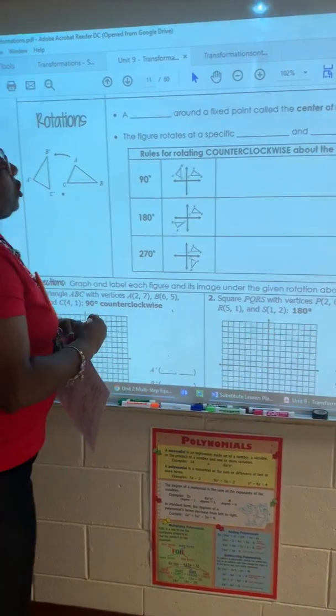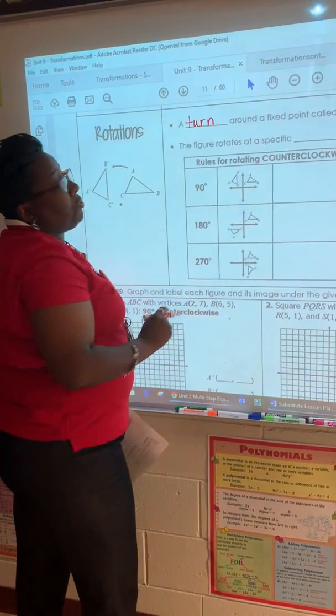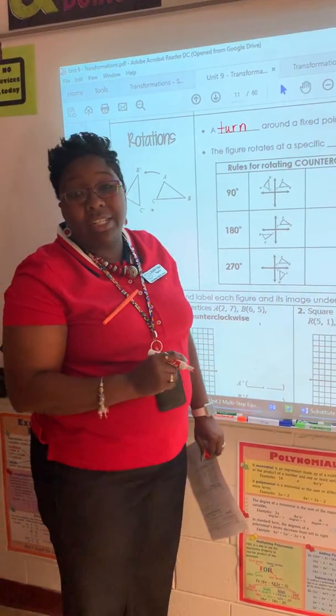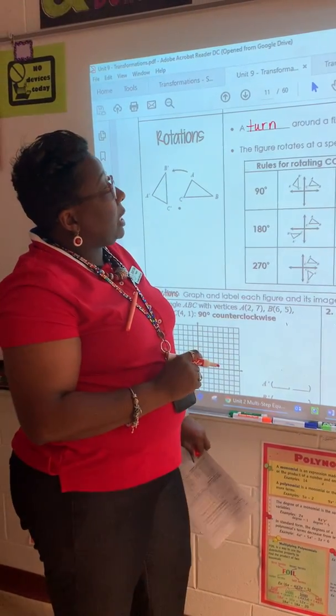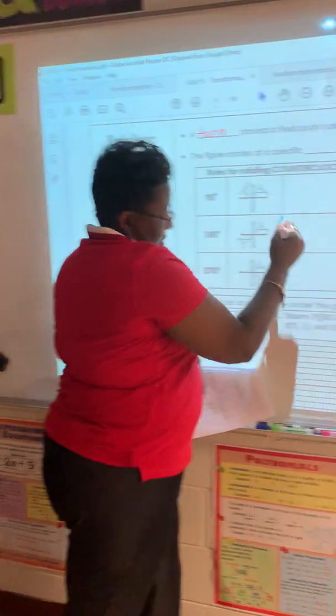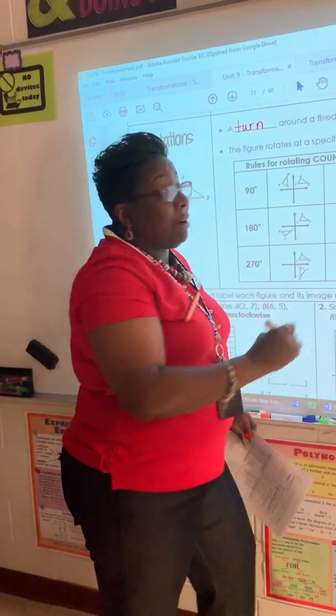So a turn around a fixed point called the center of rotation. The figure rotates at a specific angle and direction.